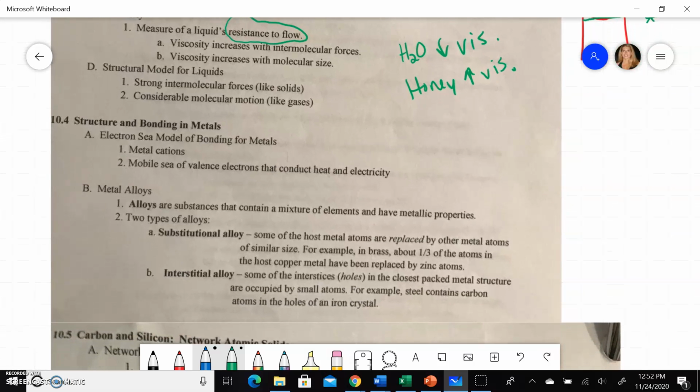The next section is about metals. So remember, metals are going to lose their electrons to a sea of valence electrons, and this is kind of just like a blanket of negative charge that links all of the positive ions together. The electrons that they donate don't really go to a particular atom. They're not localized. They're called delocalized because they can kind of just float around from ion to ion.